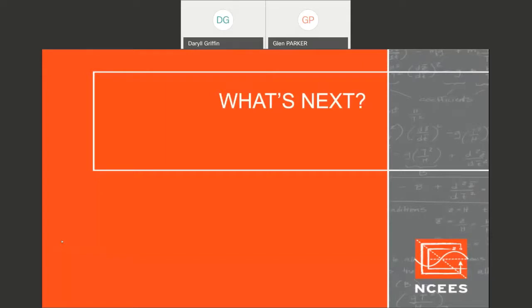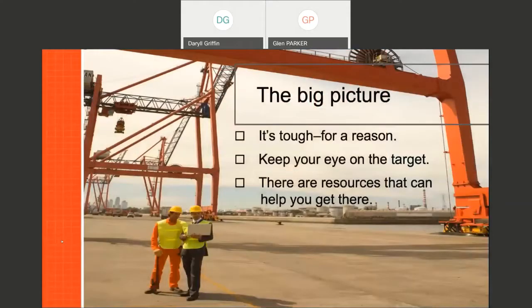All right, well, it's tough for a reason. And the reason is they're trying to make sure that someone who is dangerous doesn't get to go out and build bridges and build things that can hurt people. So they kind of give you that caveat that it's tough.